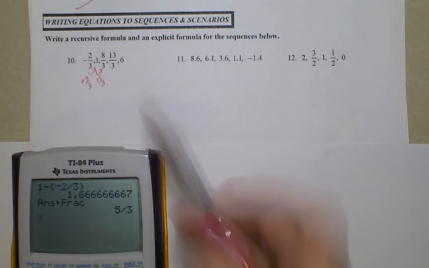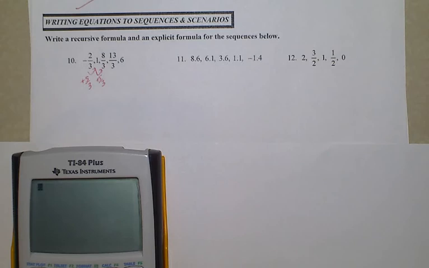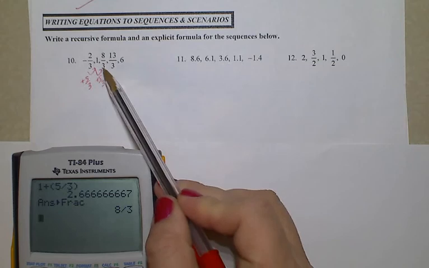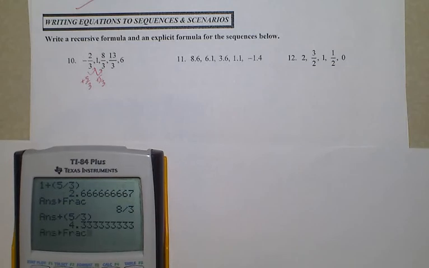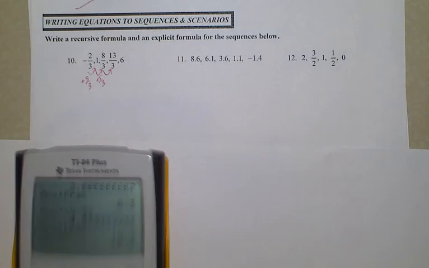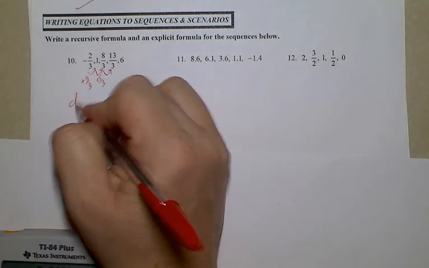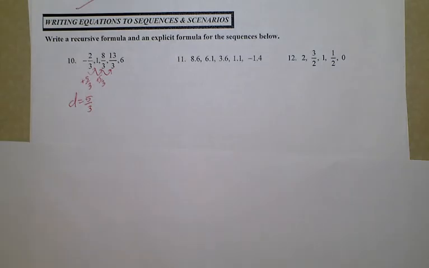So I can see that if I add 5/3, I end up with 1. Now let's go 1 plus 5/3. Put it back into a fraction, I end up with 8/3. So I have 8/3 here, add in parentheses 5/3. I end up with 13/3. Does everybody see the pattern that's happening? Okay, so let's write this down. Your difference is 5/3. What is your very first number in this sequence?